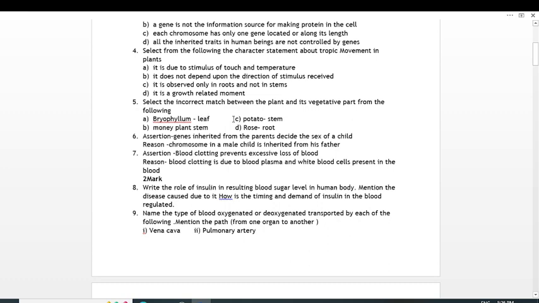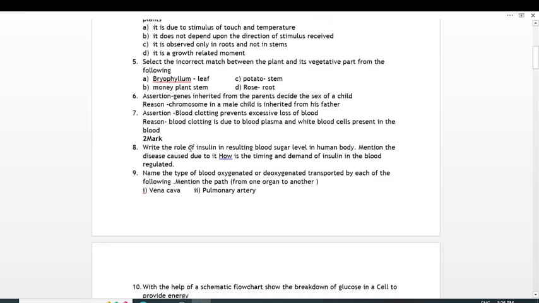Next one, select the incorrect match between the plant and its vegetative part from the following. You know very well. So what will be the answer? Rose. Rose is doing vegetative propagation from the stem only. Okay, not by the root.